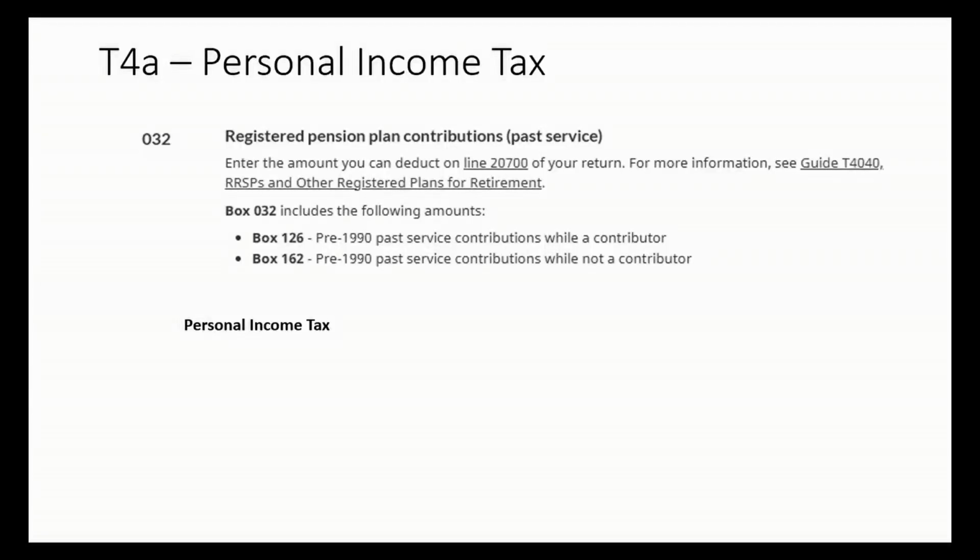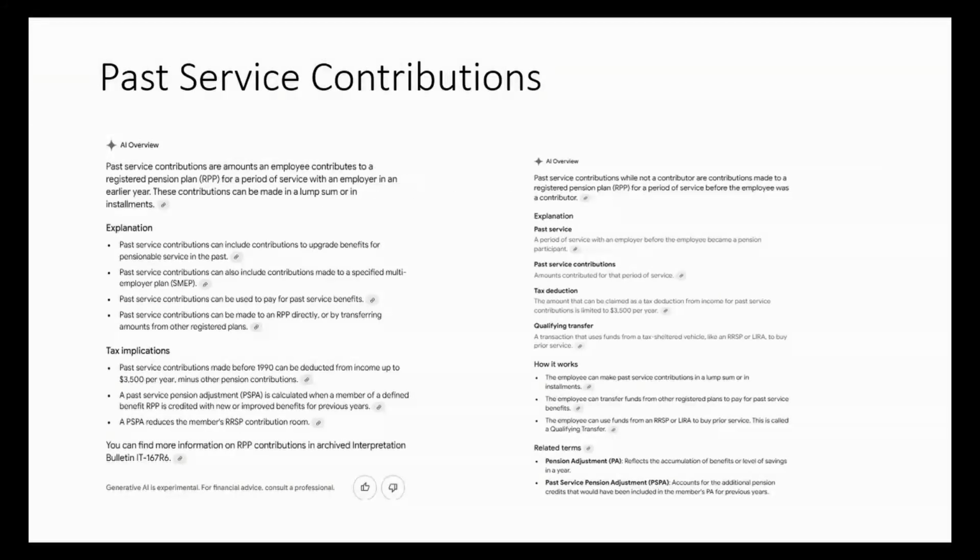You do have the option to validate this amount, as well as the information on which this amount is based, using your guide T4040. Box 32 includes the following amounts: box 126, pre-1990 past service contributions while a contributor; box 162, pre-1990 past service contributions while not a contributor. Past service contributions are amounts an employee contributes to an RPP for a period of service with an employer in an earlier year.